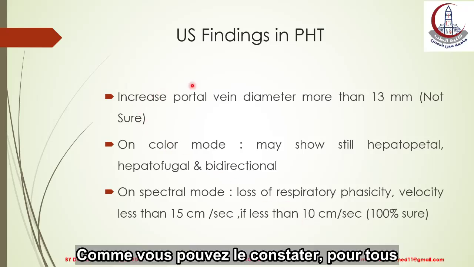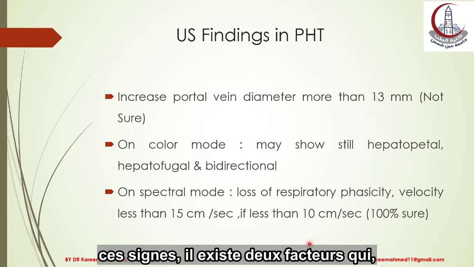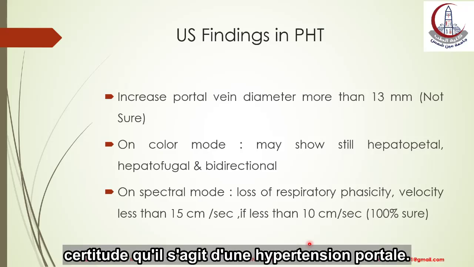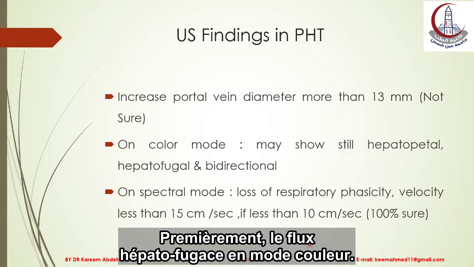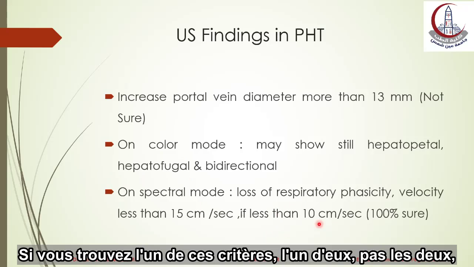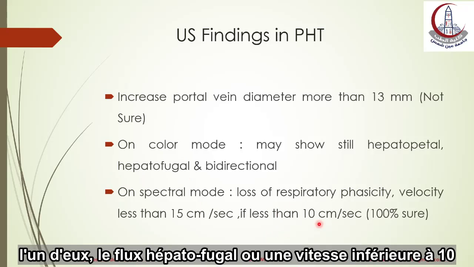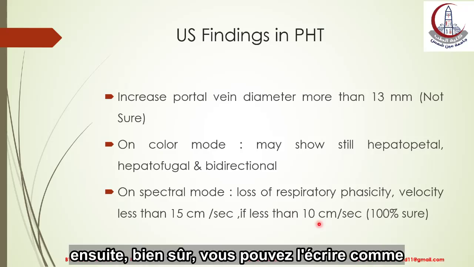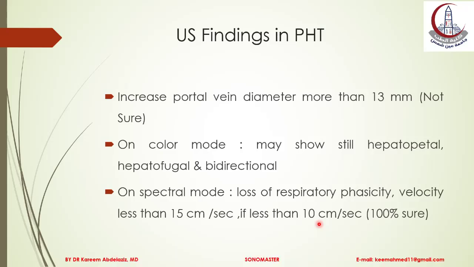So, as you can see, regarding all these signs, we have two factors which, if you see one of them, this is for sure definitive portal hypertension. Number one, hepatofugal flow on color mode. Number two, velocity less than 10 centimeters per second. If you find any of these criteria, any one of these, not both, hepatofugal flow or velocity less than 10 centimeters per second, of course, you can write it as definitive portal hypertension.